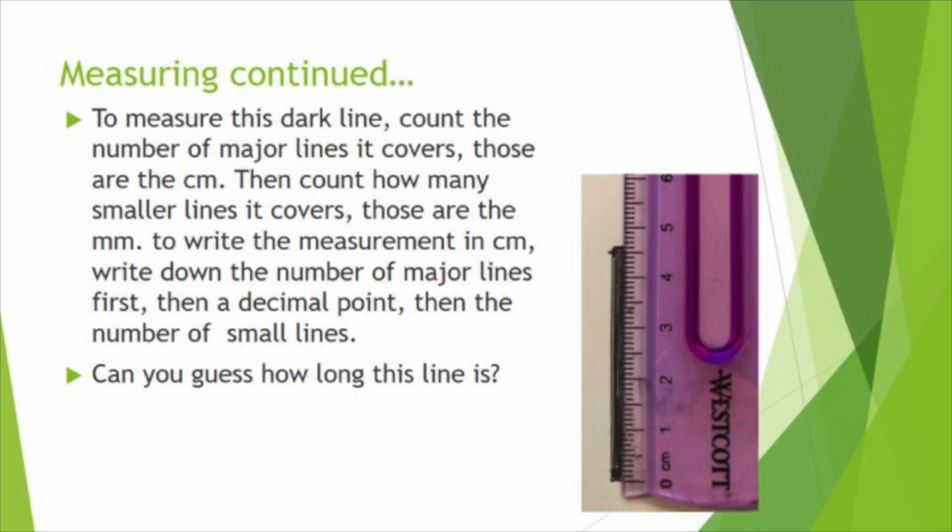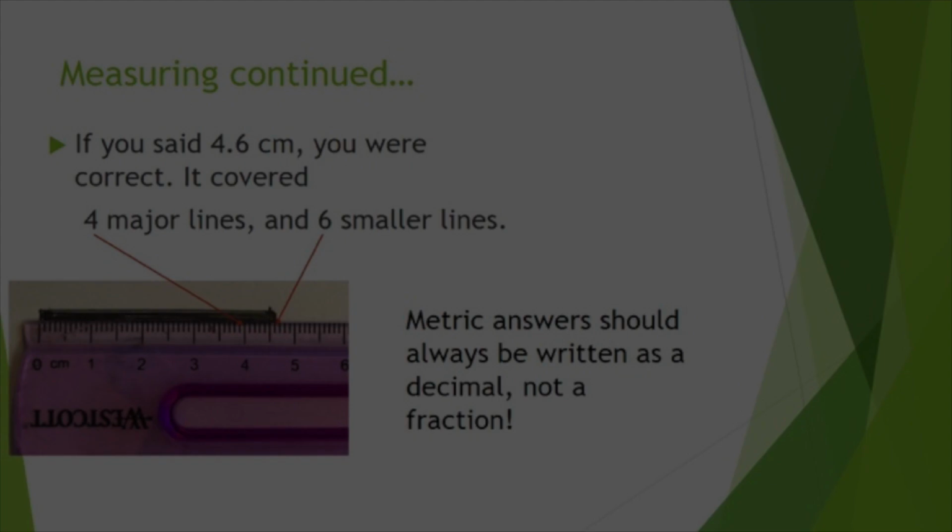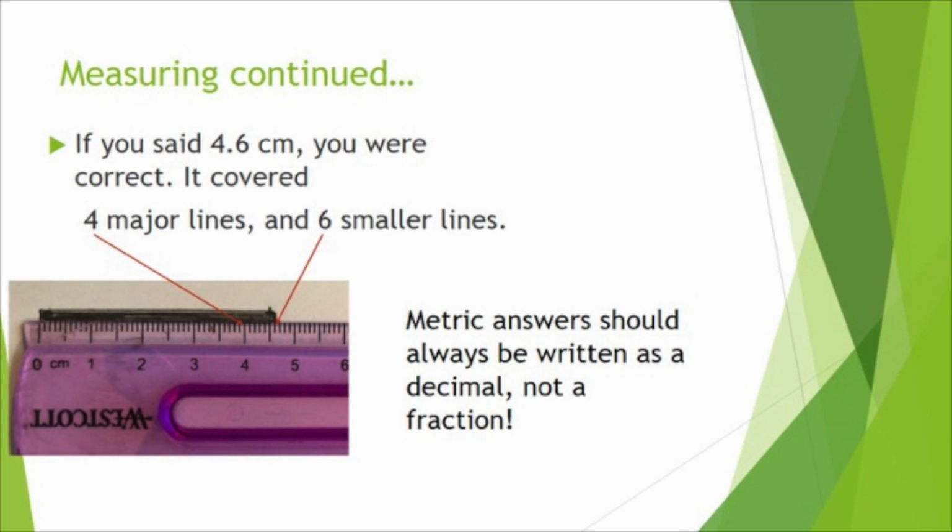So if you look at something, like I have this little line I drew here, and you have to measure the dark line, you want to make sure the bottom of the line is lined up with that zero, and then just count up how many major lines. It's between 4 and 5. So if you look at it, it gets above 4, and then you just count the little lines. It looks like it's about 4.6 centimeters. And we'll write it like that.